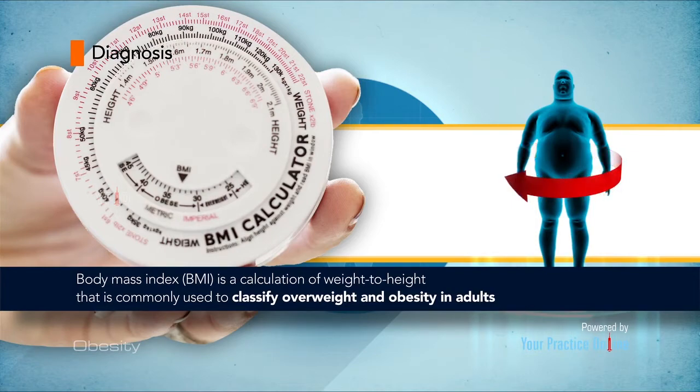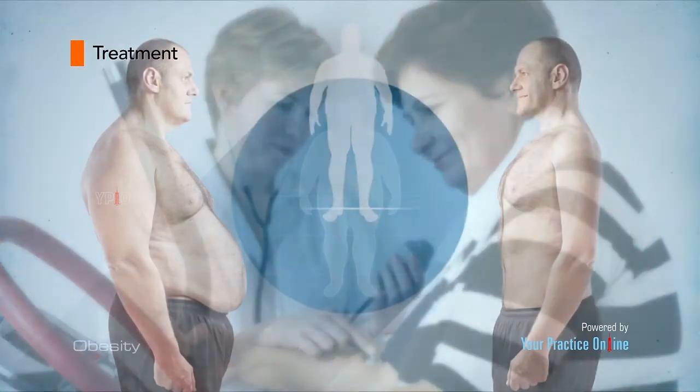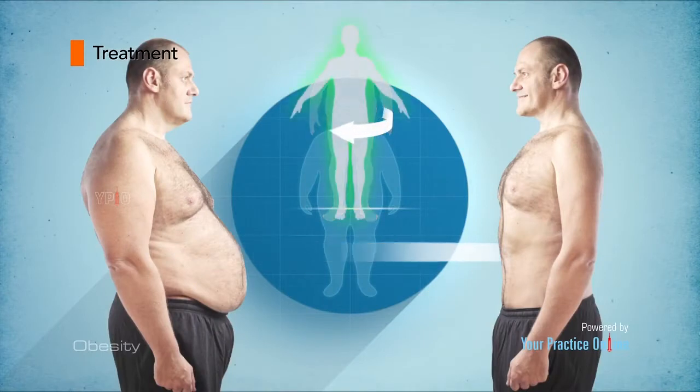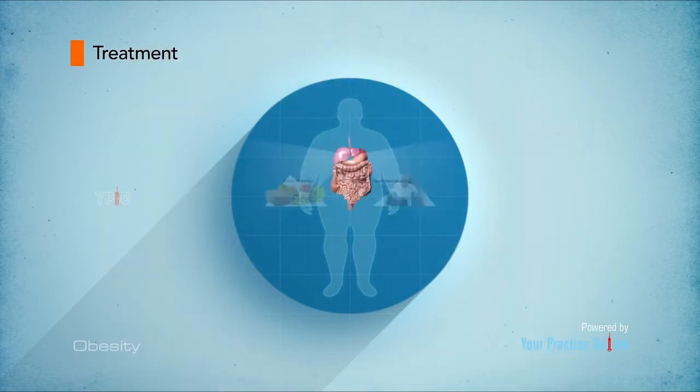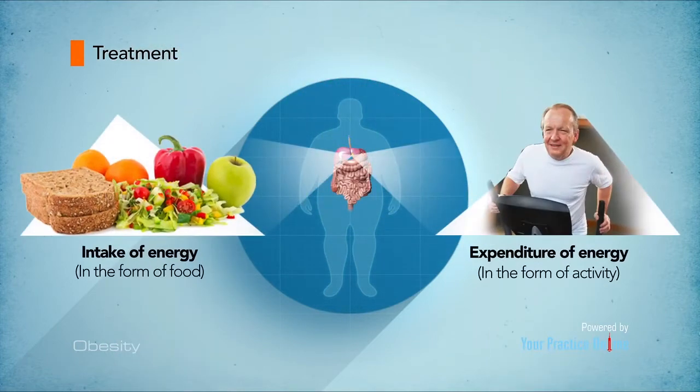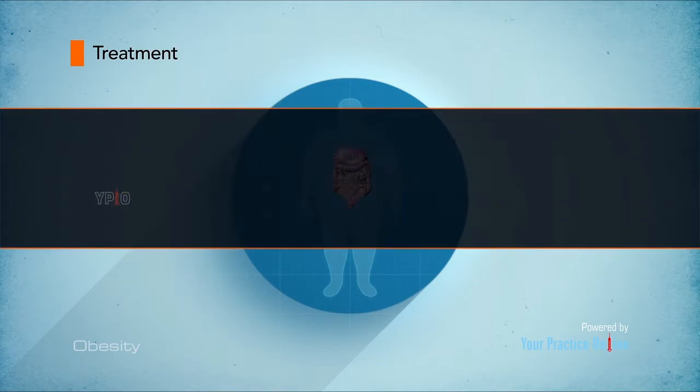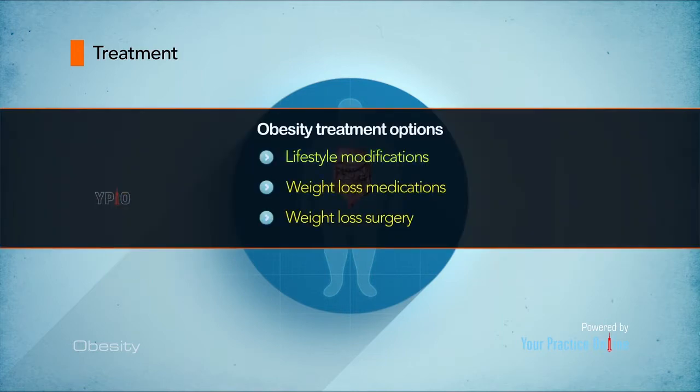obesity in adults. Treatment. The goal of treating obesity is to facilitate weight loss and help you achieve a healthy weight. Treatment is centered on balancing the intake of energy in the form of food and the expenditure of this energy in the form of activity. Obesity treatment options include lifestyle modifications, weight loss medications, and weight loss surgery.